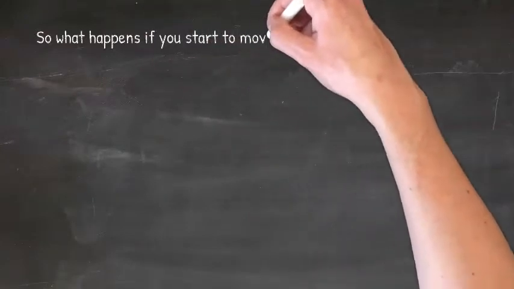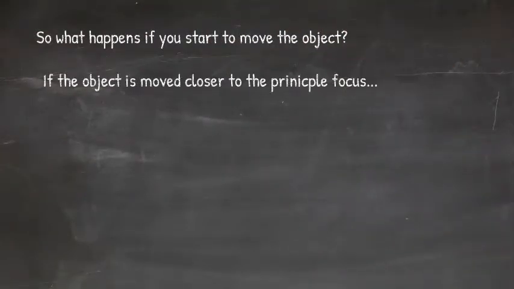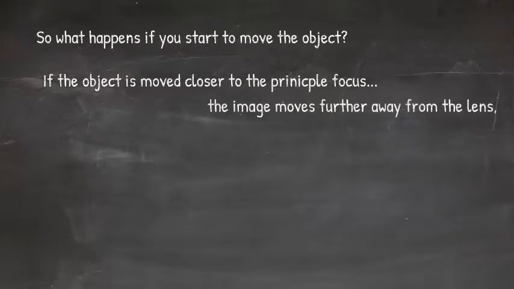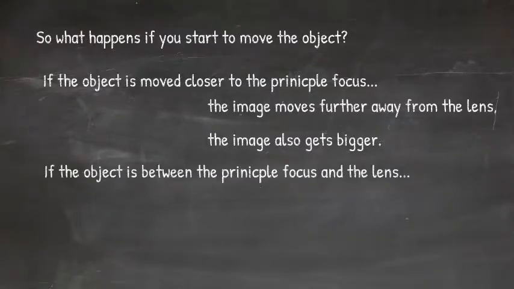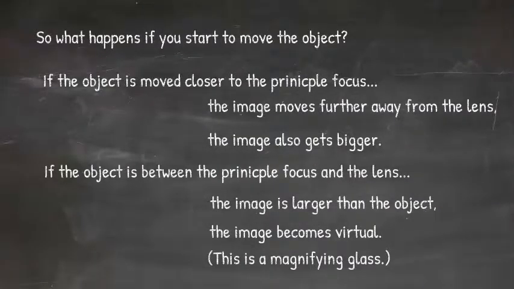So what happens if you start to move the object? Well, if the object is moved closer to the principal focus, the image moves further away from the lens. The image also gets bigger. If the object is between the principal focus and the lens, the image is larger than the object, and the image becomes virtual. This is a magnifying glass.